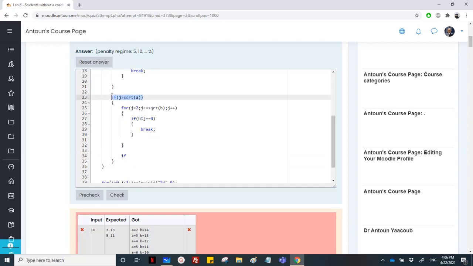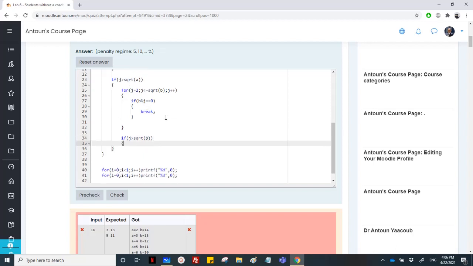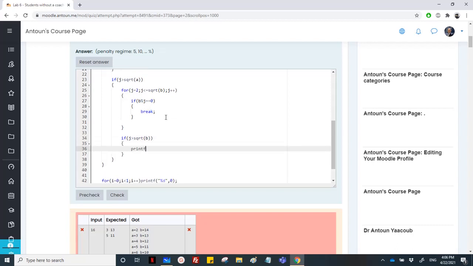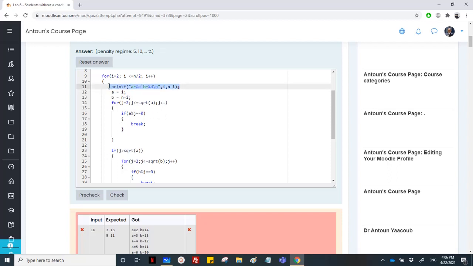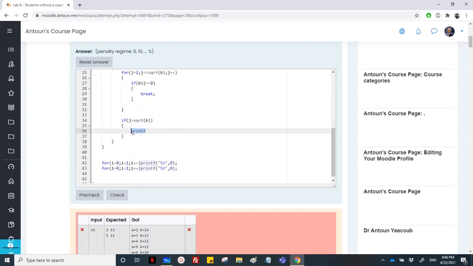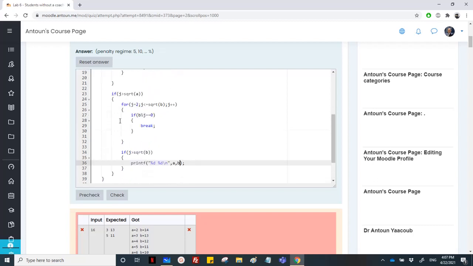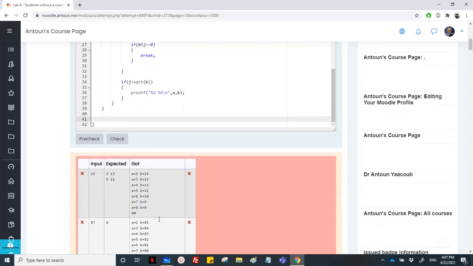So if j is greater than square root of B, so I have the negation of this condition, it means I have finished the loop. So obviously I have found the pair that I need. I found those two numbers are prime numbers. So what I need to do is print. I will copy this and print A and B. I can keep it i and n minus i, or I can print A and B as you wish. So those are my loops, so I will remove those and I will try to do that.